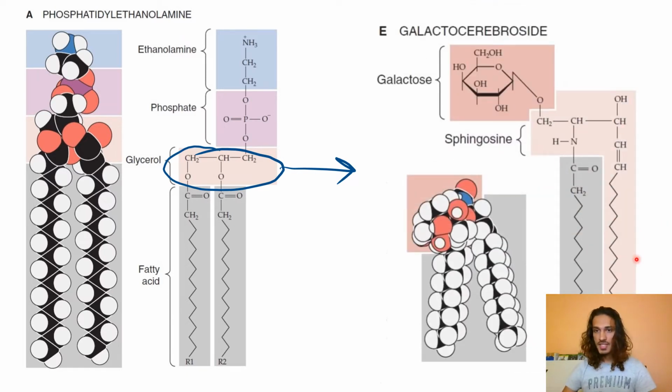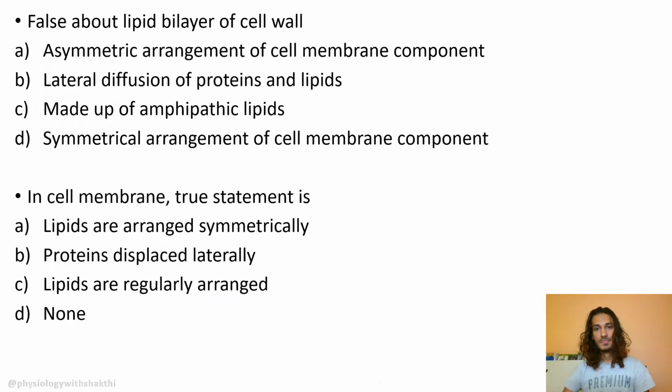Similarly, with sphingosine and fatty acid, instead of a phosphate you would add a galactose, so this is the galactocerebroside. And just like this, there are other structures like the ganglioside. All these are sphingosine based. Now that is done, we'll check the next question.